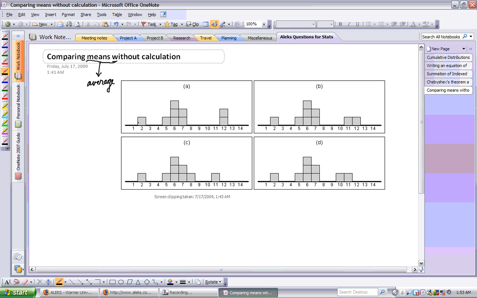Well, how do we compare these? They give us a visual here. Each one of these blocks represents an element in the sample. So you can see as you look here, we have 1, 2, 3, 4, 5, 6, 7, 8, 9. There are 9 elements in each sample.